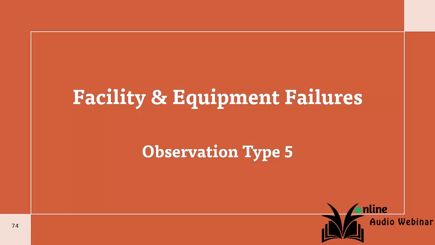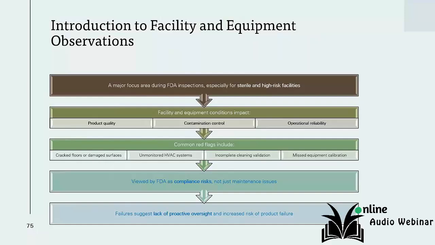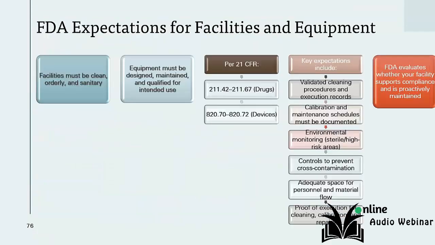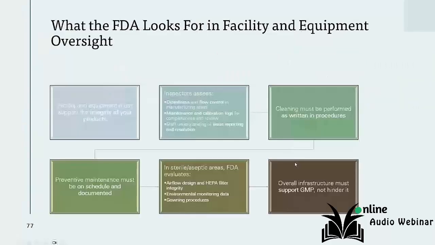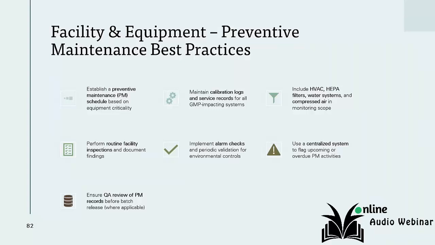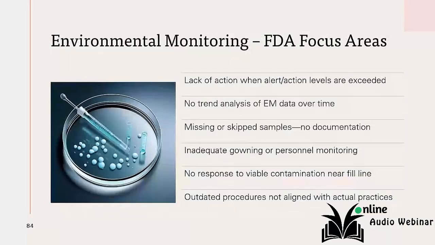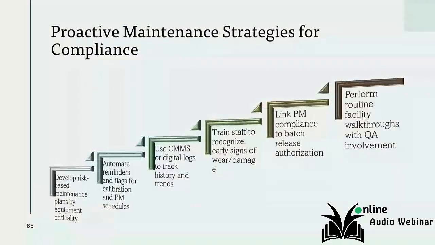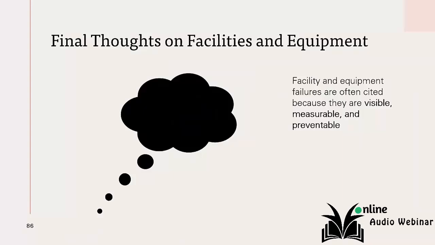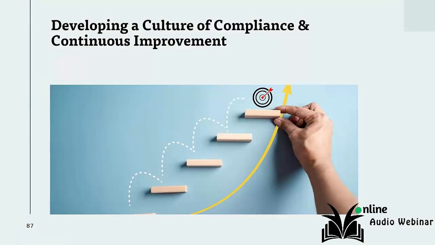So lastly, let's talk about facility and equipment failures. Facility and equipment related issues are a significant focus during FDA inspections. FDA expectations for facilities and equipment. So what the FDA looks for in facility and equipment oversight. Preventive maintenance and best practices. Environmental monitoring citations are common in sterile manufacturing. So some proactive maintenance strategies for compliance. So some final thoughts on facilities and equipment, developing a culture of compliance and continuous improvement.